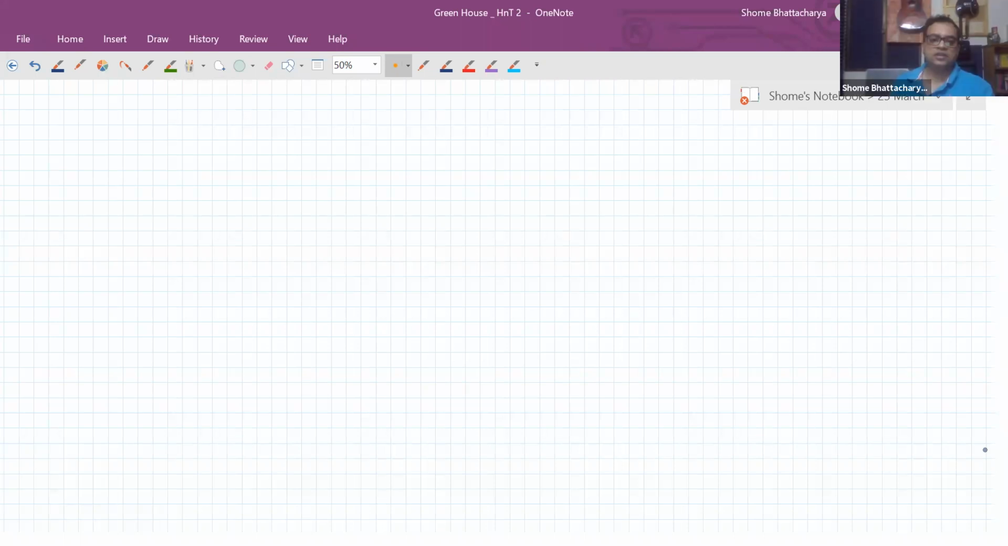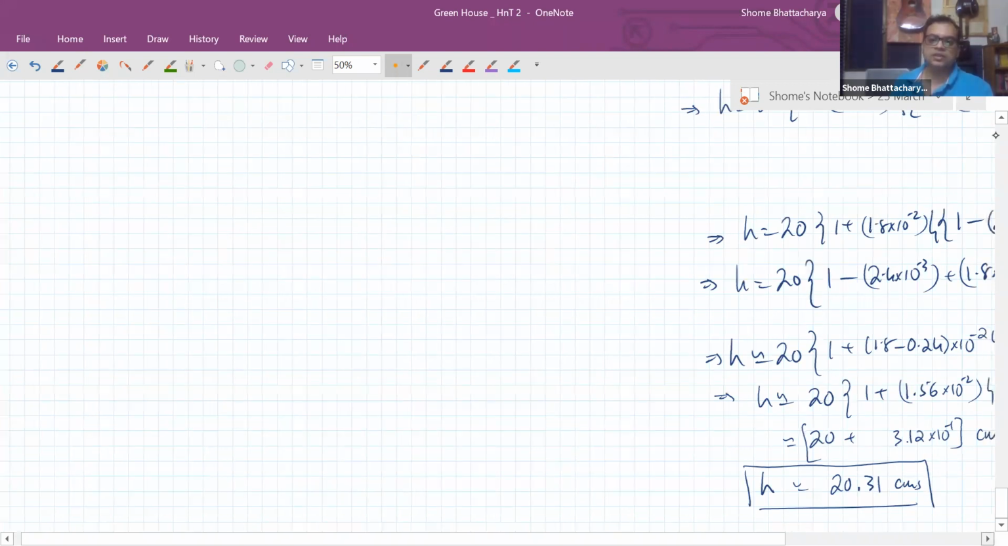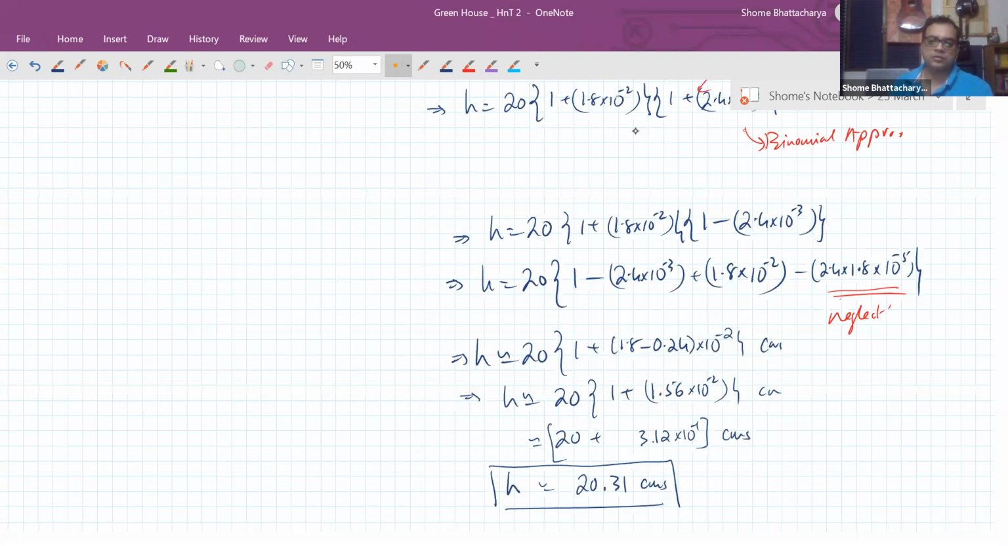Because see, if you don't neglect that 10 raised to the power minus 5 factor, it is going to figure in the fifth place of decimal. But you are going to report the answer only approximated up to the second place of decimal, so it is negligible. Understanding the point? That's why we are neglecting it, because these other two terms were up to 10 raised to the power minus 2. That's how we judge whether we are neglecting a term or not.